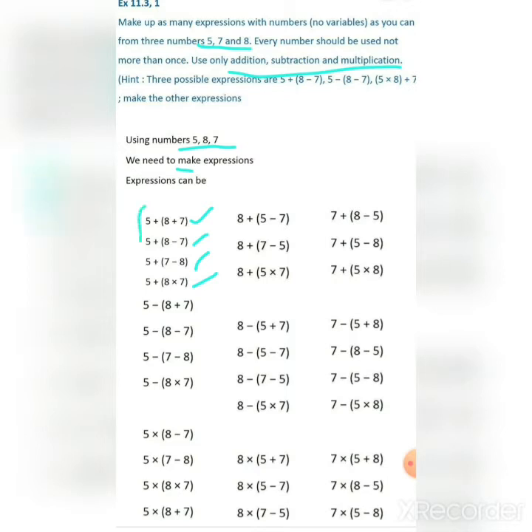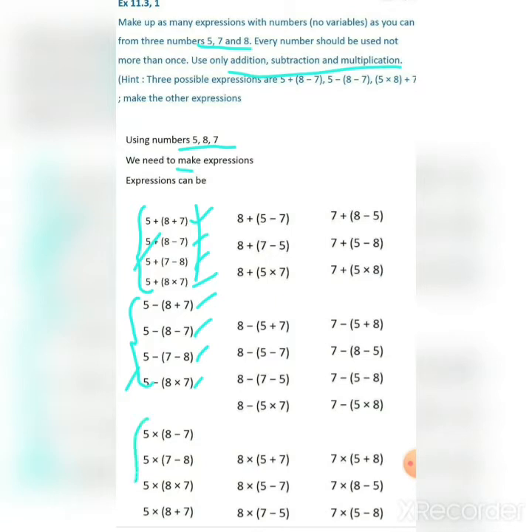As you can see, these four are addition, then these four are subtraction. The first one is 8 plus 7, then 8 minus 7, 7 minus 8, 8 into 7. You can see here that these starting four are repeating in the second group also. Now moving forward, we have done addition, then subtraction.